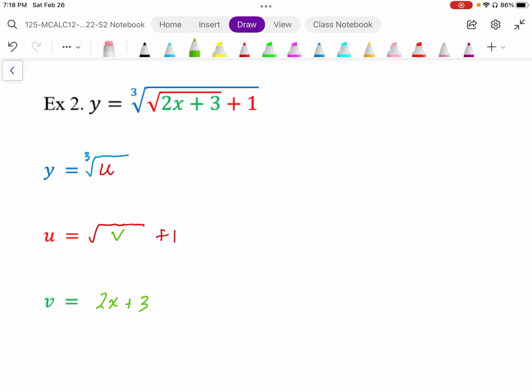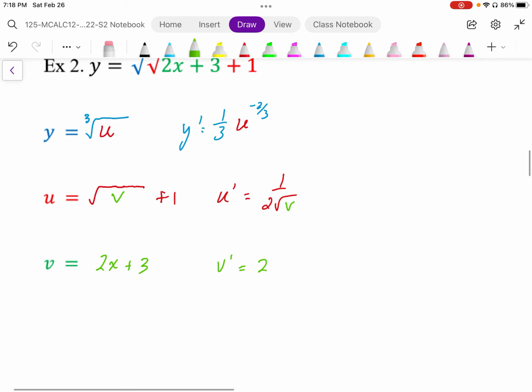And so when we differentiate the y function, we get 1 over 3 u to the power negative 2 over 3. Differentiating the u, we get u prime, so I'm going to call this y prime. Y prime is equal to that. U prime then is equal to 1 over 2 root v. And then the final embedded function, v, the derivative of v is just going to be 2. So we're just going to multiply by 2 at the end.